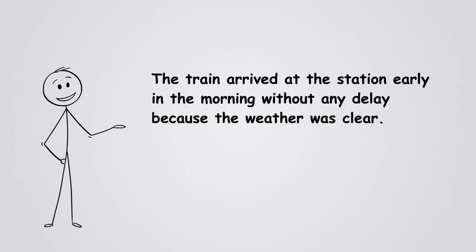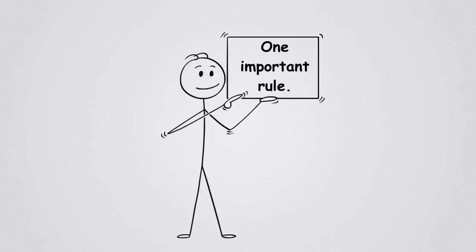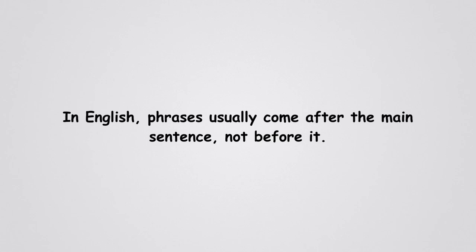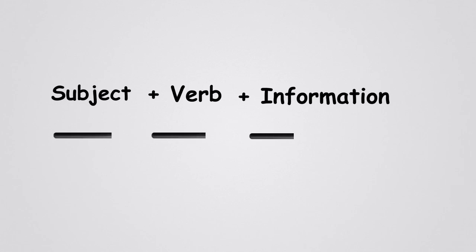Finally, we add a phrase that gives extra detail. The train arrived at the station early in the morning without any delay because the weather was clear and the tracks were empty. This example shows that we do not change the basic sentence. We only add short phrases to give more information and make the sentence longer and clearer. Now remember one very important rule. In English, phrases usually come after the main sentence, not before it. First comes the subject, then the verb, then the main information. After that, we add phrases. If you follow this order, your sentences will always sound clear and natural.